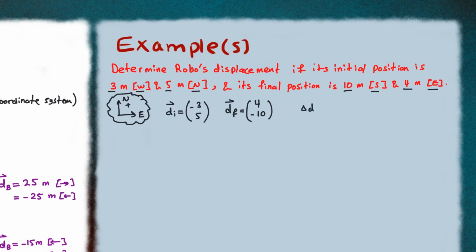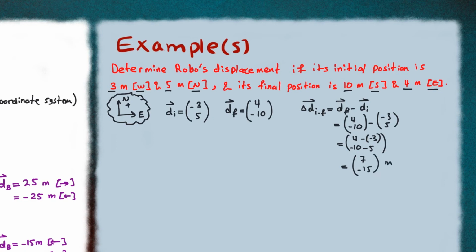To find the displacement from initial to final position, or the total displacement, we take the final position and subtract the initial from it. So we will subtract the components from each other, so 4 minus -3 is 7, and -10 minus 5 is -15 meters. And those are the components of our displacement.